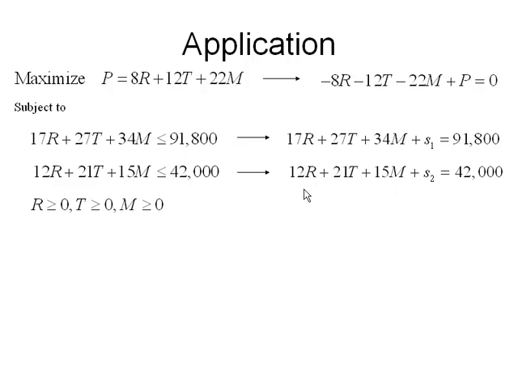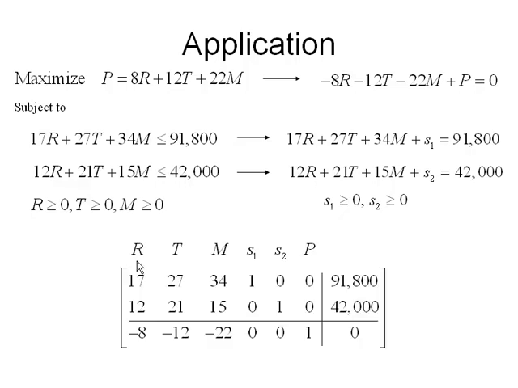Do the same thing to the second constraint. I get 12r plus 21t plus 15m plus S sub 2. Now that's going to be equal to 42,000. So there are the three equations that are going to give me the initial simplex tableau. Now, just like I mentioned before, because we have to add something to the left-hand side to make it equal, the two slack variables that we've just come up with have to be greater than or equal to 0.